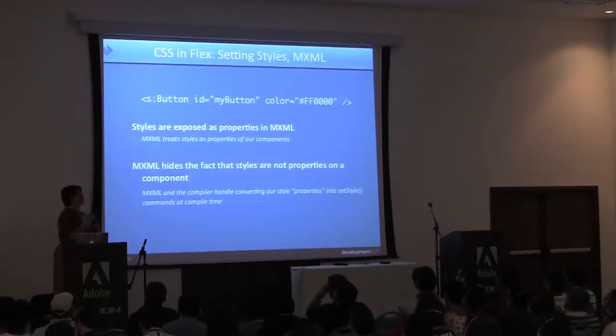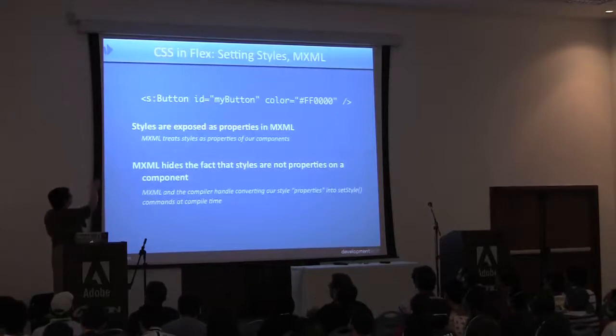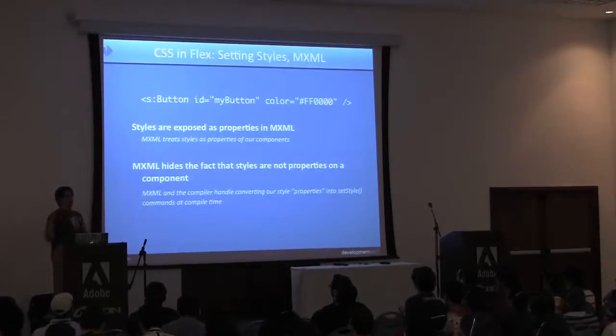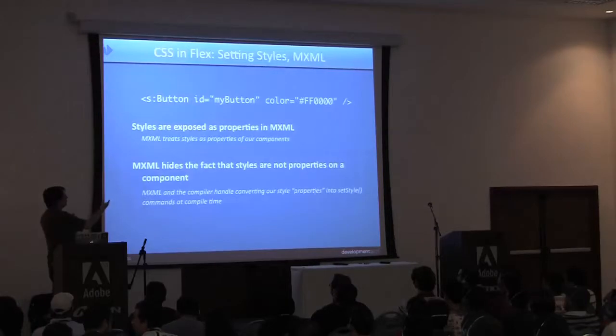And the compiler understands that, hey, I'm going to change this from XML into ActionScript. And it knows that color is actually not a property, it's a style. So when it gets compiled, it turns it into a setStyle method call for us. What's really nice is it hides the fact that it's actually a different methodology of changing the value. We're treating it just like a real property.